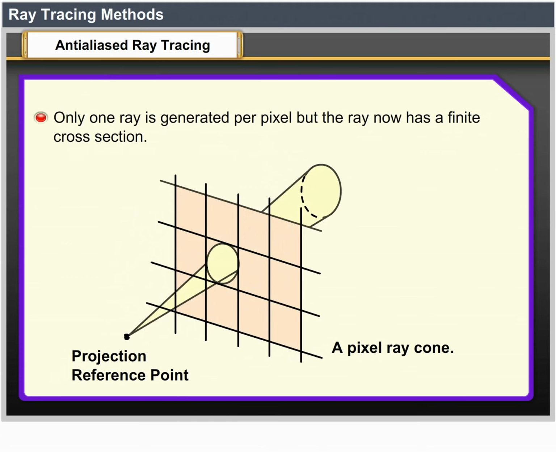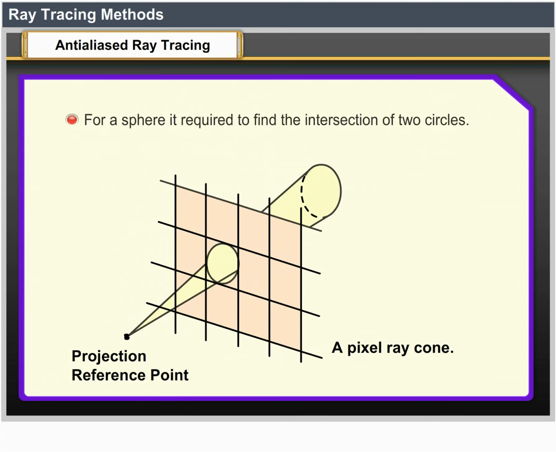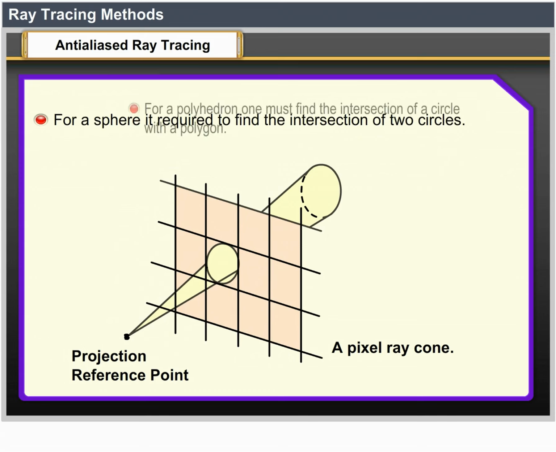To determine the percent of pixel area coverage with objects, we calculate the intersection of the pixel cone with the object surface. For a sphere, this requires finding the intersection of two circles. For a polyhedron, we must find the intersection of a circle with a polygon.